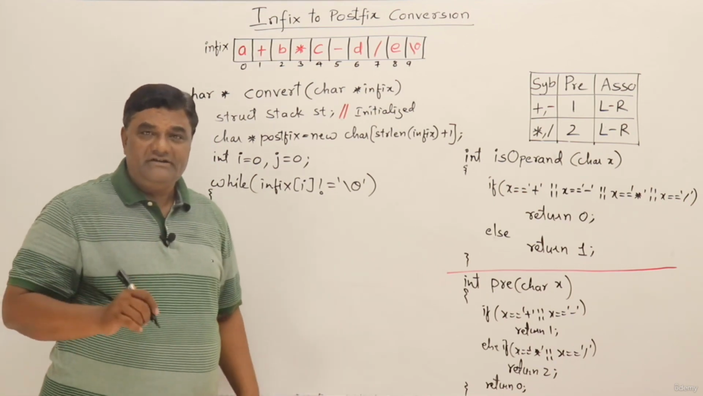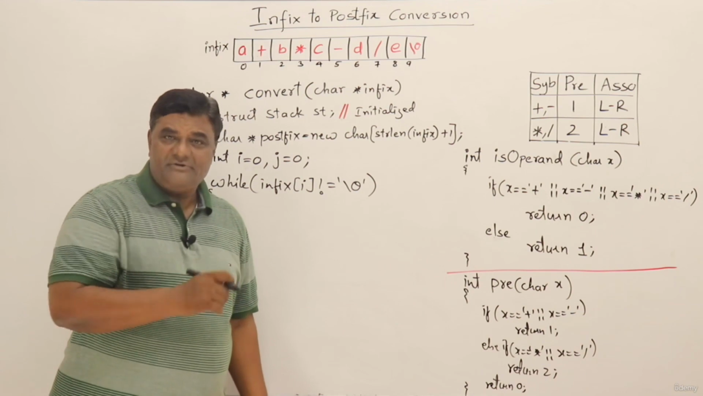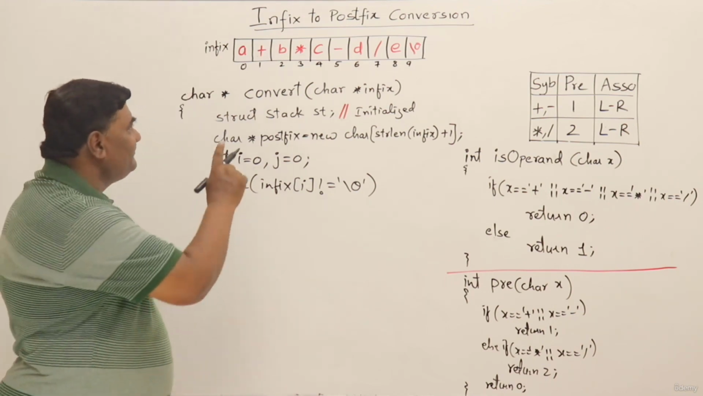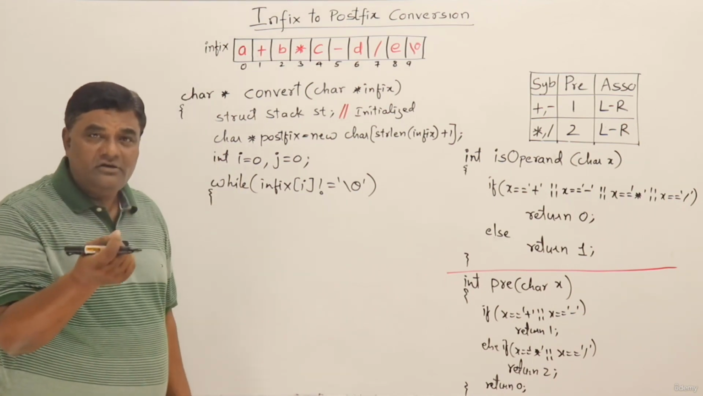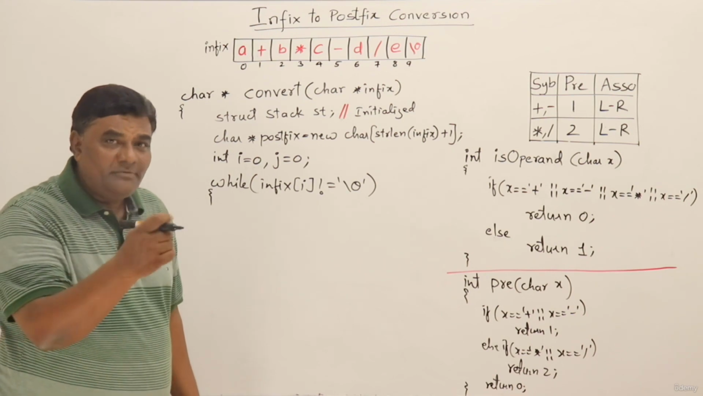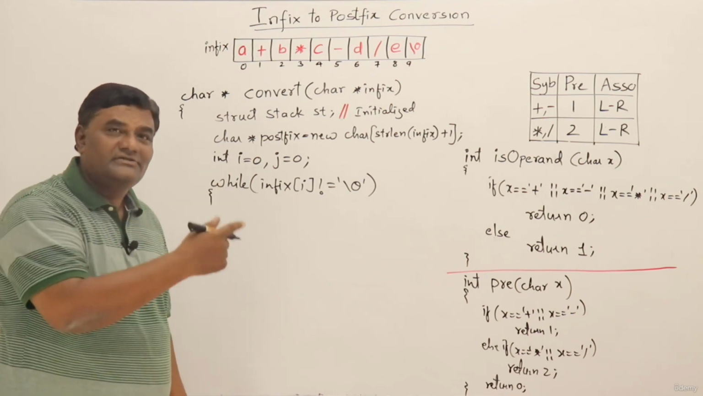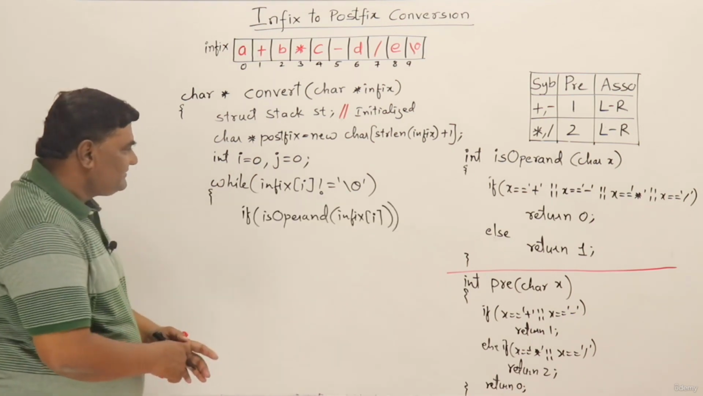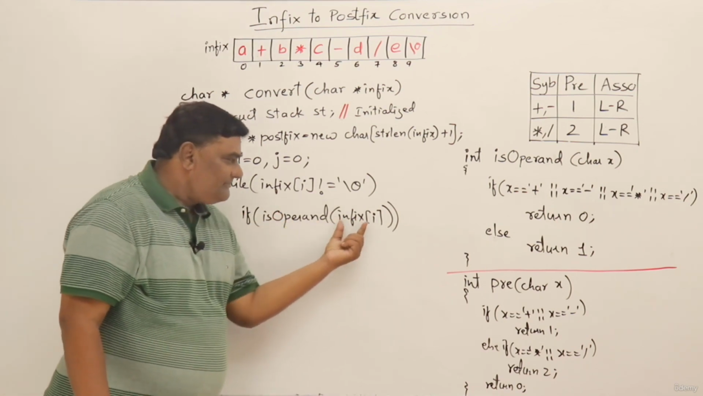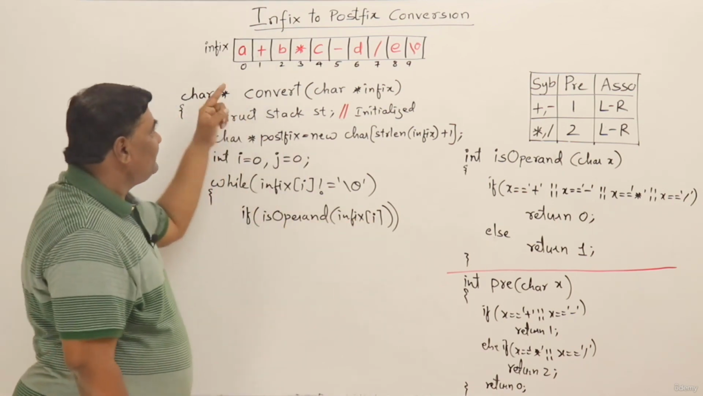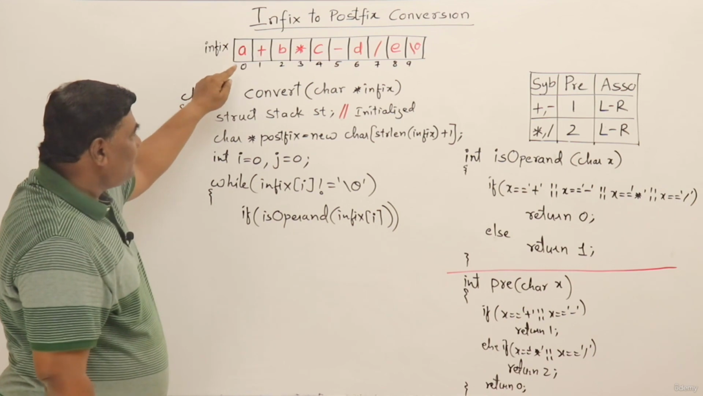Then what I have to do every time? So if you remember the procedure, we were checking every symbol whether it is an operand or operator. So if it is an operand, we were adding it to postfix. So that code I will write down. See, to check whether that symbol of infix expression, let us say first symbol, is it an operand?